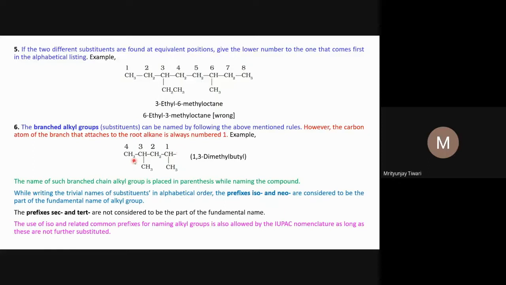So alkyl groups, the side chains, can also have branches in an organic compound, and we have seen how one can name them, and their name is usually put into parentheses. What we do is we find the longest chain even for the branch, but the numbering will start at the carbon atom which is attached to the parent chain or the main chain.